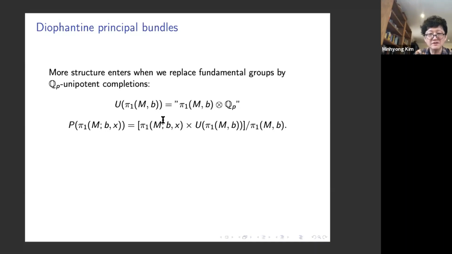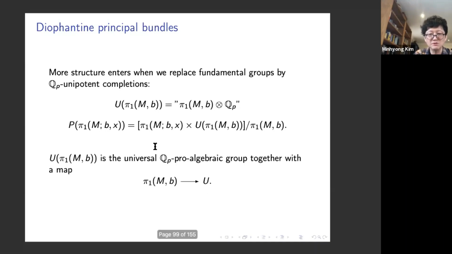So what's the idea of this completion? I'll just give you a few examples. As I said, it's the universal pro-unipotent Q_p algebraic group equipped with a homomorphism from pi_1. That's the abstract definition. Unipotent here just refers to the fact that the lower central series terminates, except it's a pro version of that, which means it's an inverse limit of unipotent algebraic groups.